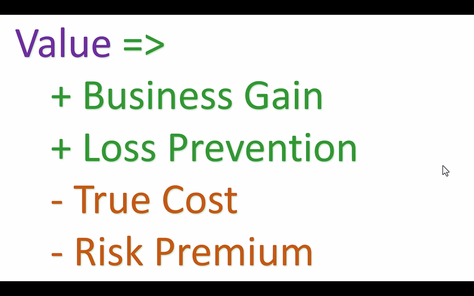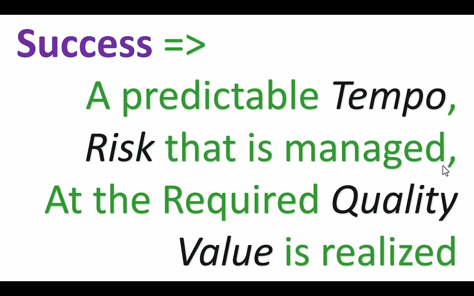But in general, for engineers, we just need to think about value in terms of what is the business gain from a particular unit of spend, or what does it prevent from being lost? What is the true cost, and is there a risk premium that detracts from the value? So, as I've said many times in this channel, success is a predictable tempo, which is the delivery of software at a consistent pace at the required quality, with risk that is managed and value that is realized.